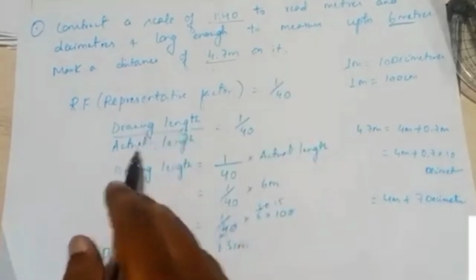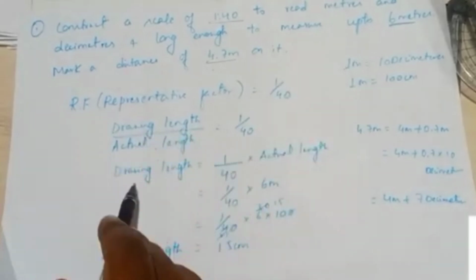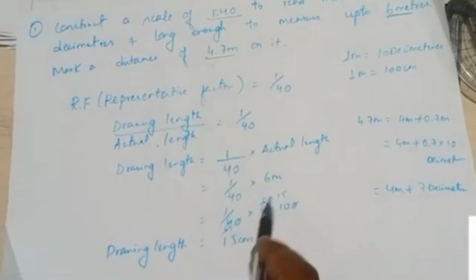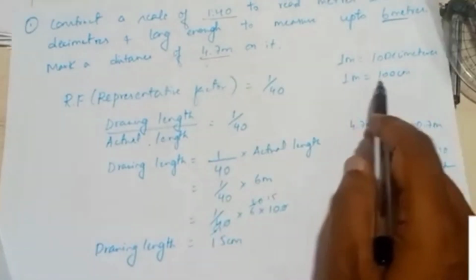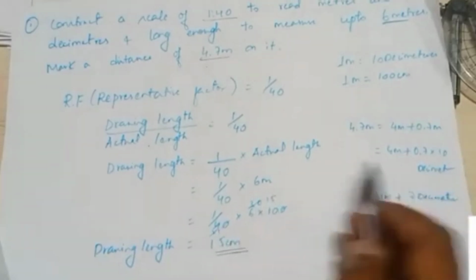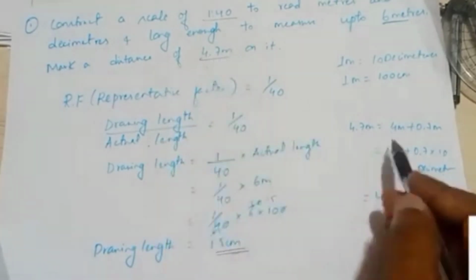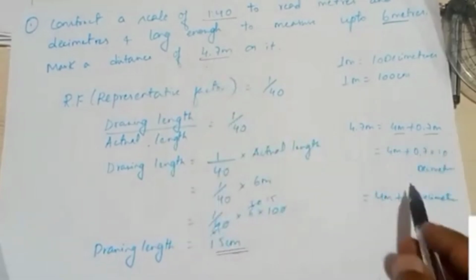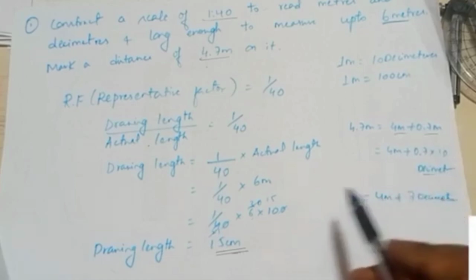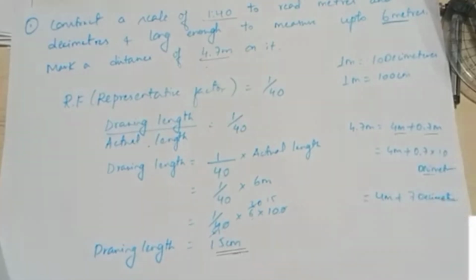So first we have calculated here the representative factor is equal to 1/40. So we know the formula RF is equal to drawing length by actual length, 1/40. Using this we are going to find the drawing length: 1/40 into 6 meter, 6 into 100. By doing the simplification we get the drawing length, and on the drawing length we have to mark this 4.7 meter. So this is how we have split it, 4 meter plus 0.7 meter.